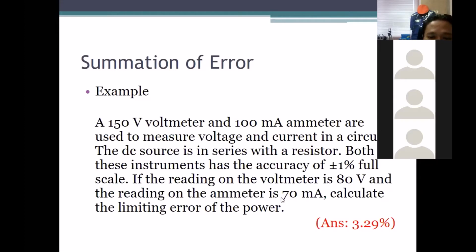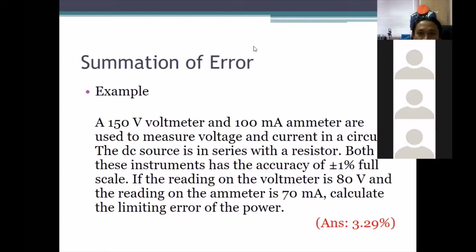Try this one. You already have the answer. The first step you have to do is the limiting error. Both instruments have an accuracy of 1%: the full scale is 1%, and this one, 100 milliwatt, also 1%. First you have to calculate for the voltmeter, and then calculate for the ammeter. Try to check, is it correct or not?